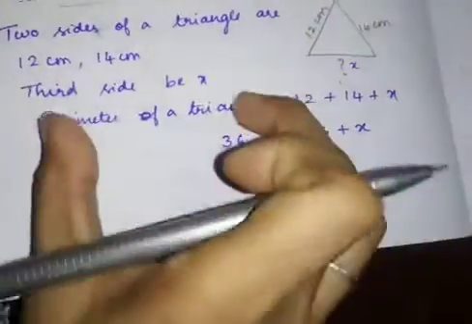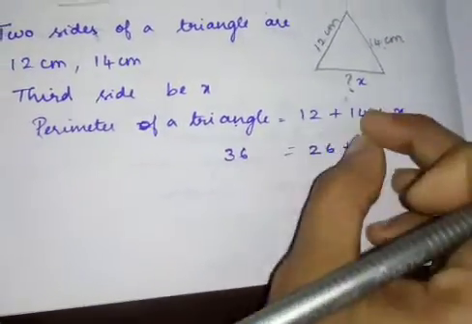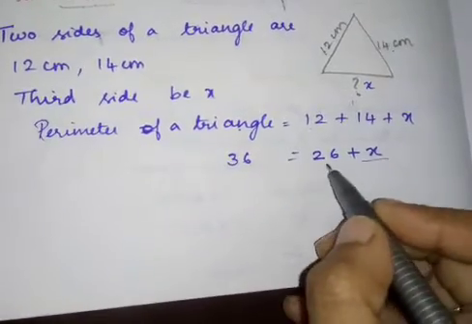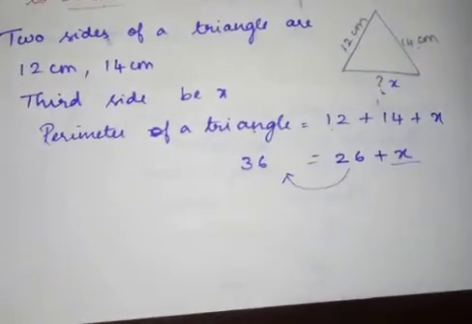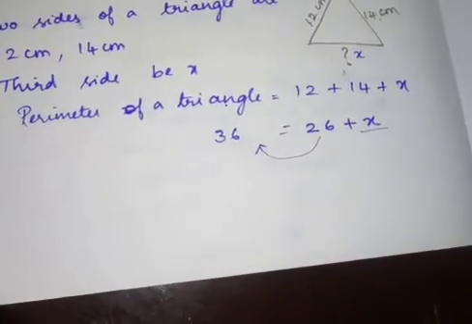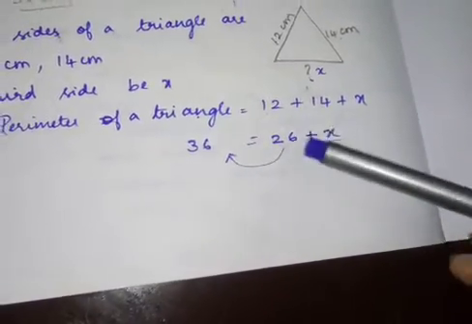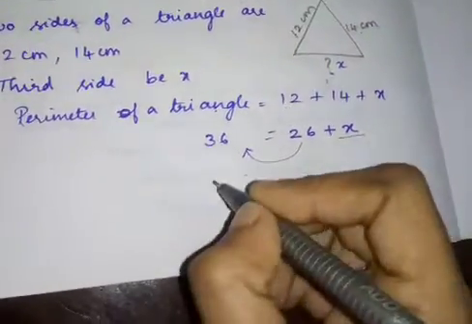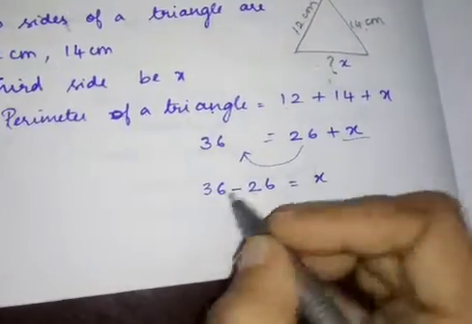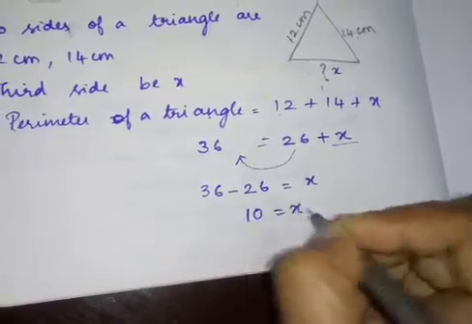Okay, see, this perimeter value is 36. So, I wrote the 36 as the value. 12 plus 14, 26 plus x. I actually want this x. So, I am bringing this 26 towards the next side. See, when it is multiplication, if it goes that side, it becomes division. So here this 26 is addition. So if it goes that side, it becomes subtraction. Then 36 minus 26 is equal to x. 36 minus 26 is 10. Then x is equal to 10.